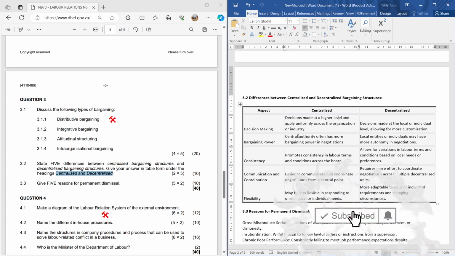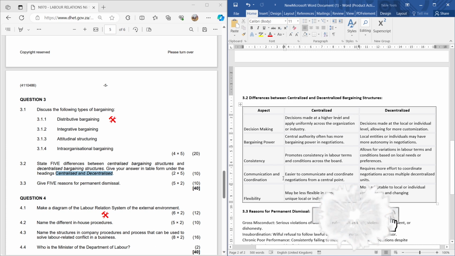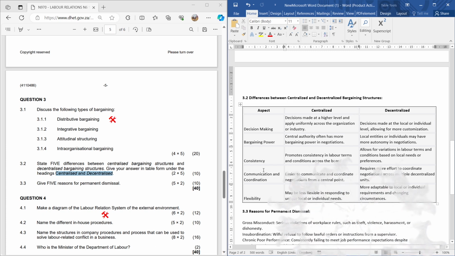Let's look at another aspect, which is communication and coordination, right? So in terms of communication and coordination, the centralized bargaining structure makes it easier to communicate and coordinate negotiations from a central point, right? Remember, everything is more in order in a centralized bargaining structure. So when we are communicating, we know that we are going to implement proper channels, and whatever message needs to be taken across the table will be taken effectively and received effectively.